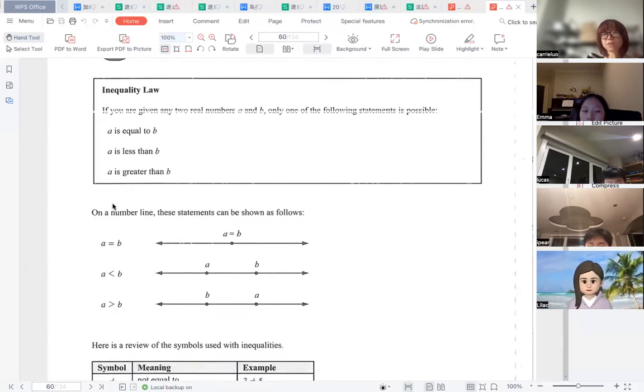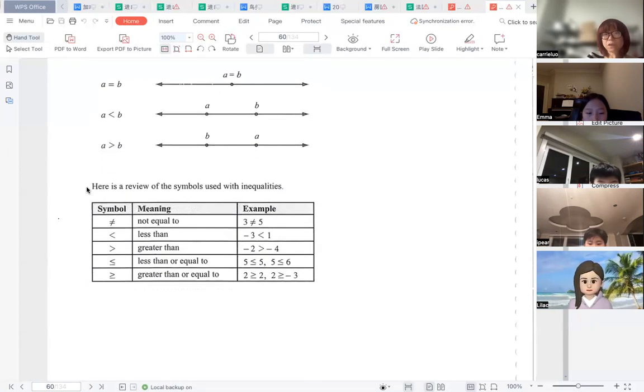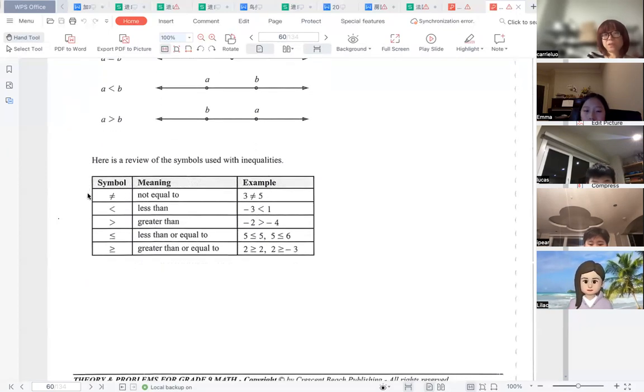Okay, so everybody, please write on the thing is very easy. When A is equals to B, we write it A equals to B. When A is smaller than B, we write it A smaller than B and A bigger than B, like that, okay? So let's take a look at the symbol. Not equals to, less than, greater than, less than or equals to, or greater than or equals to.